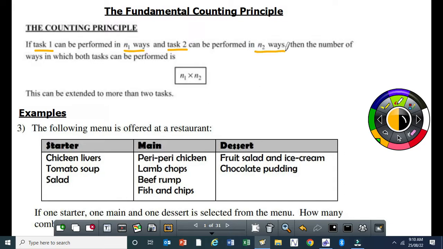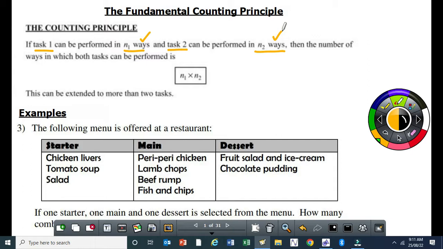In that case, you just have to multiply the number of ways of each task. So here we have two tasks. Task 1 can be done in N1 ways, task 2 can be done in N2 ways. Now, we may need to know in how many ways both tasks can be done. In that case, you just multiply the number of ways of each task and you get a product. So if you have two or more tasks, all you have to do is multiply the number of ways of all those tasks and get a product.